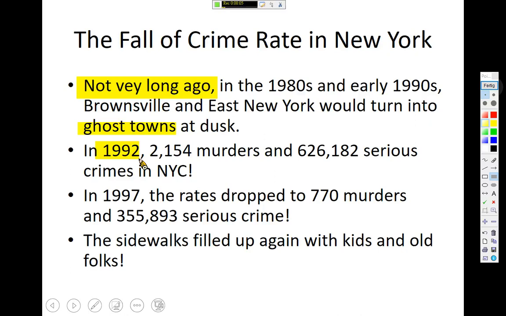In 1992, there were 2,154 murders and 626,182 serious crimes in New York City alone. Murders, which means people die, right? More than 2,000 people die on the street. And there are also countless thefts, of stealing, of other crimes happening on the street. So that was serious. But look here.